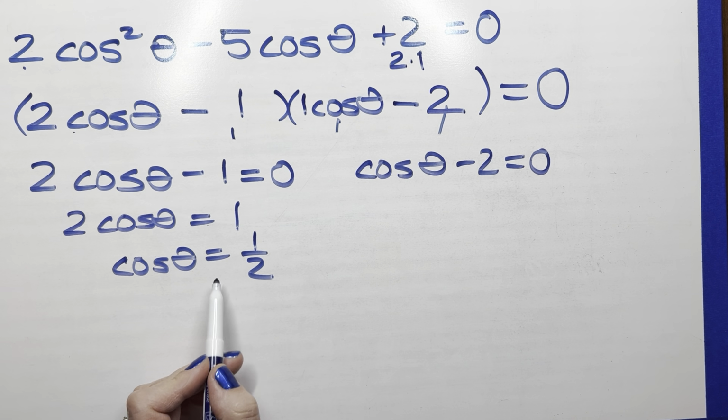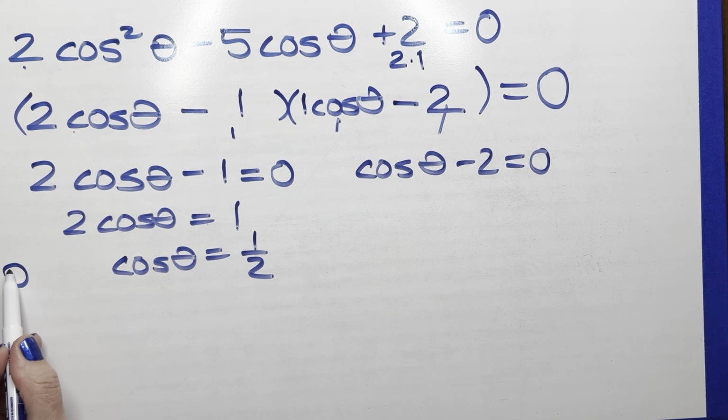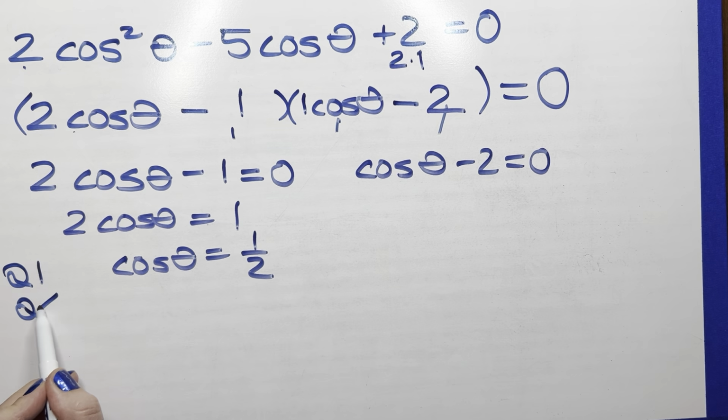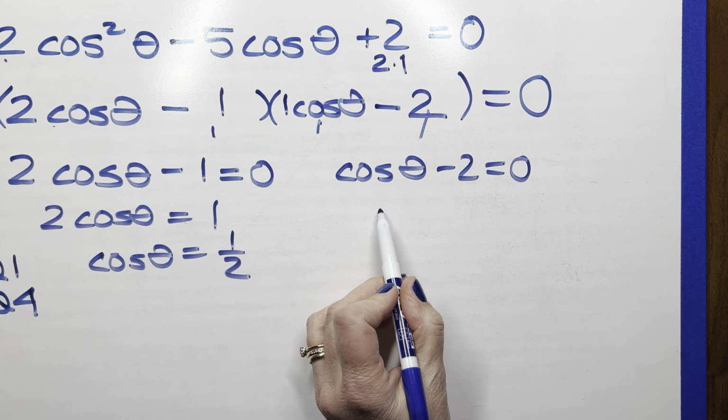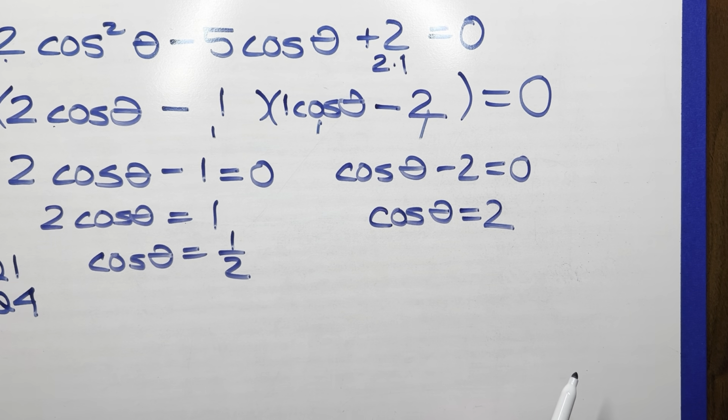So there are two places where the cosine is a positive value, and that is in quadrant 1 and in quadrant 4. So we'll hang on to that for a second. Over here, we get cosine of theta equals 2.